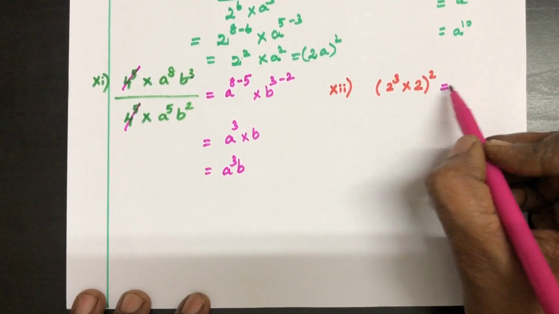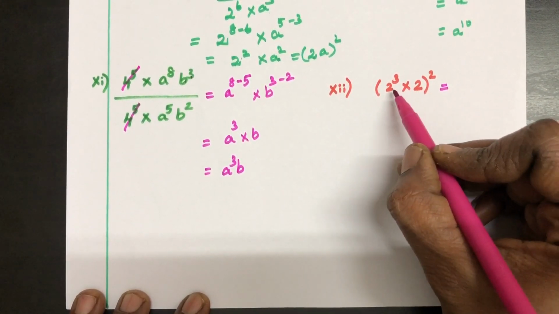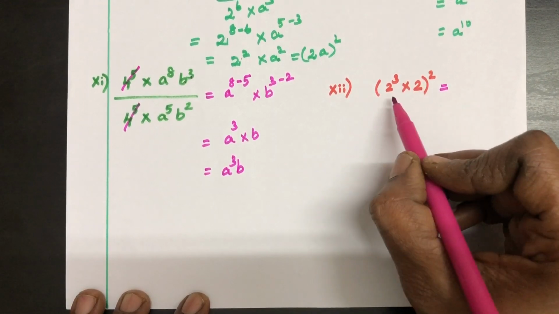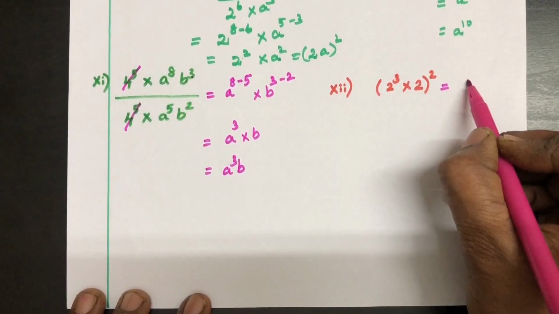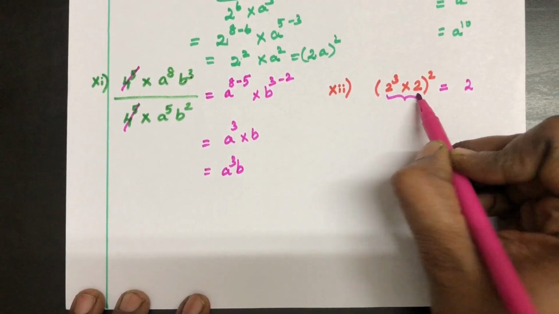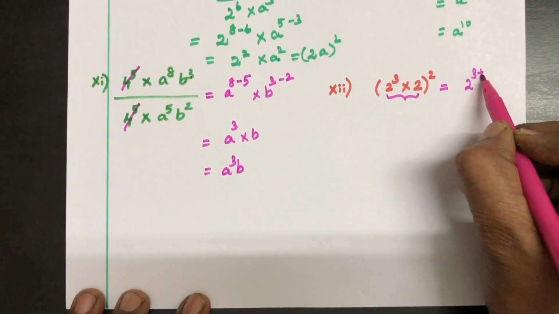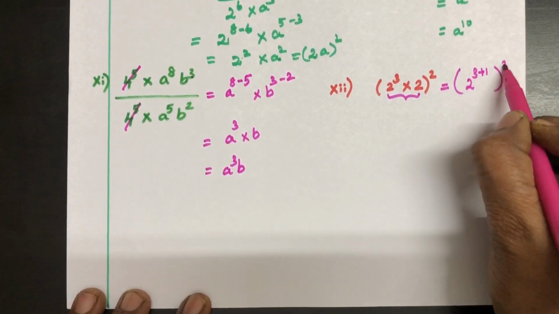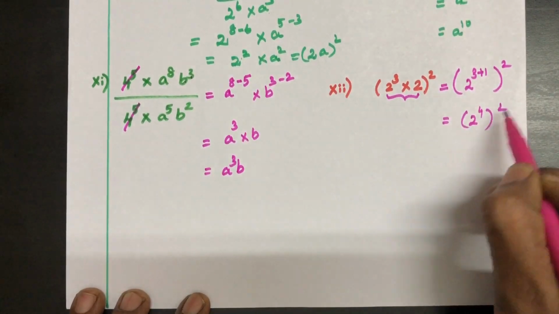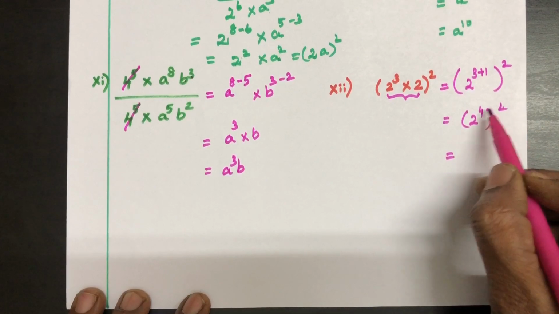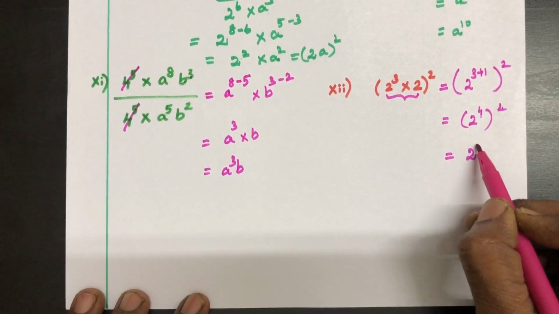This one. 2 cube into 2, the whole square. First finish it in the bracket. Here the bases are equal. 2 power 3 plus 1, the whole square, which is equal to 2 power 4 the whole square. This gives us power of power. So multiply the powers. That's all. 2 power 8.